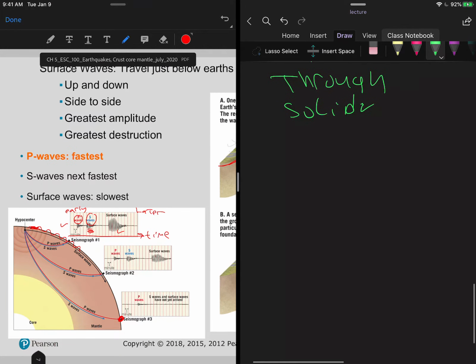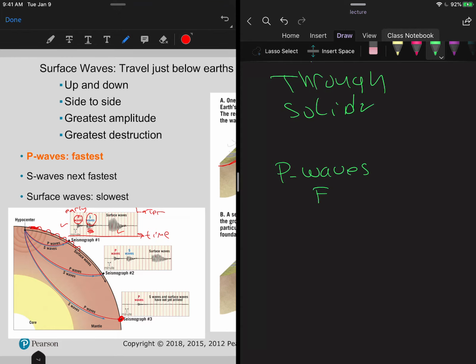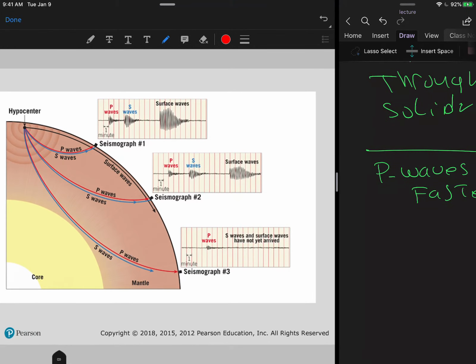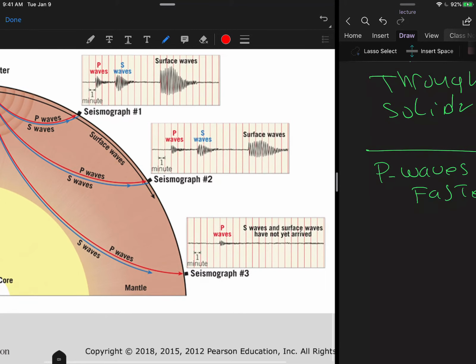In terms of speed, the P waves, the push-pull waves, are the fastest. You can see it again here. The first wave that arrives are the P waves, the push-pull waves. The second waves to arrive are the shake waves. And the last wave to arrive at that location are the surface waves. But they're the ones that topple the buildings.